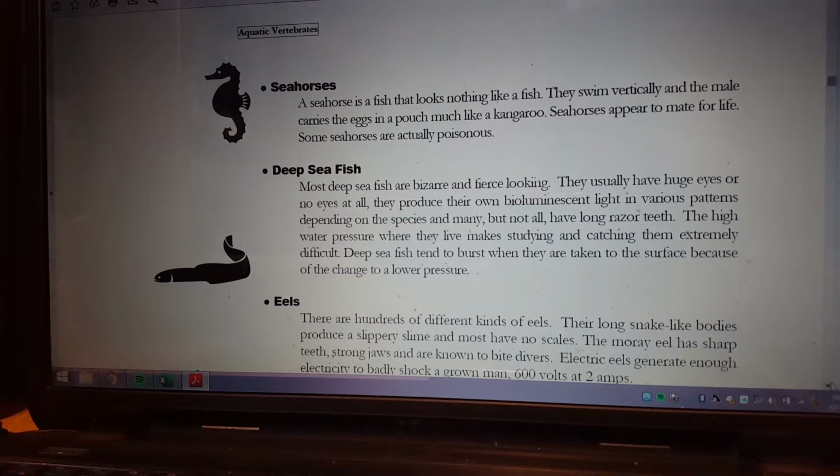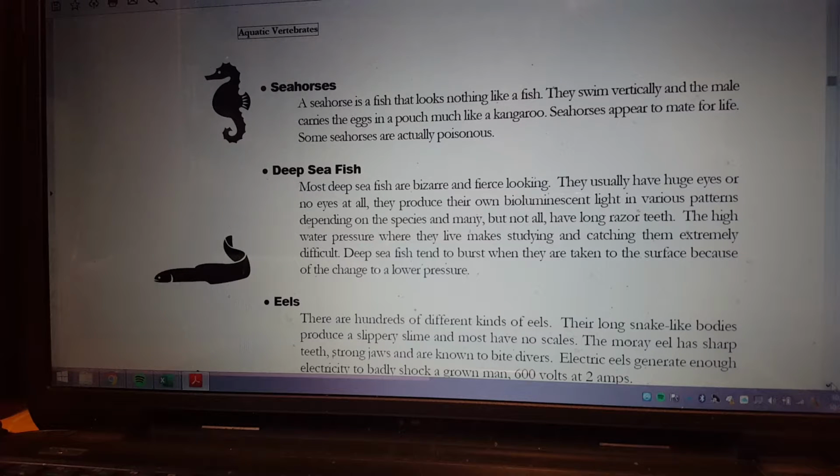And we're continuing our conversation on aquatic vertebrates. And you can see up on the top, we will begin with talking about seahorses. A seahorse is a fish that looks nothing like a fish. They swim vertically and the male carries the eggs in a pouch, much like a kangaroo. Seahorses appear to mate for life. Some seahorses are actually poisonous.